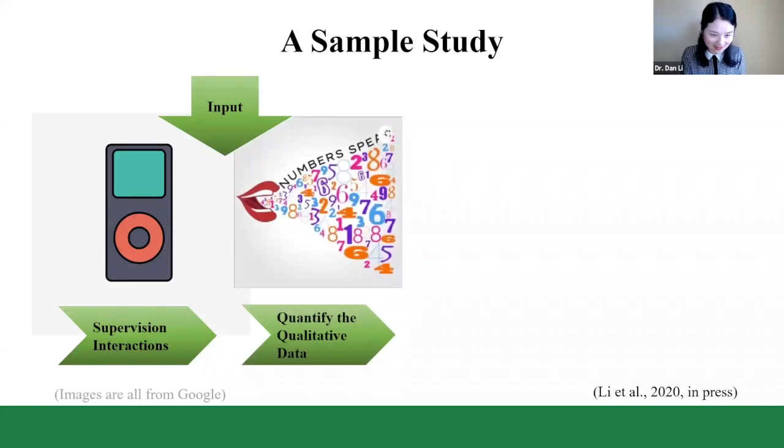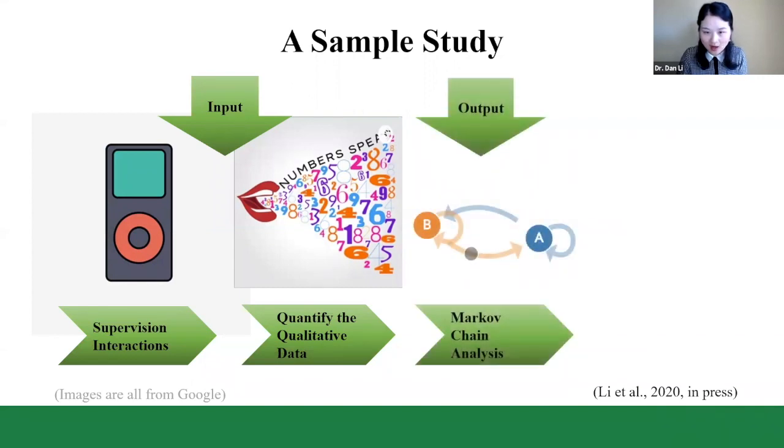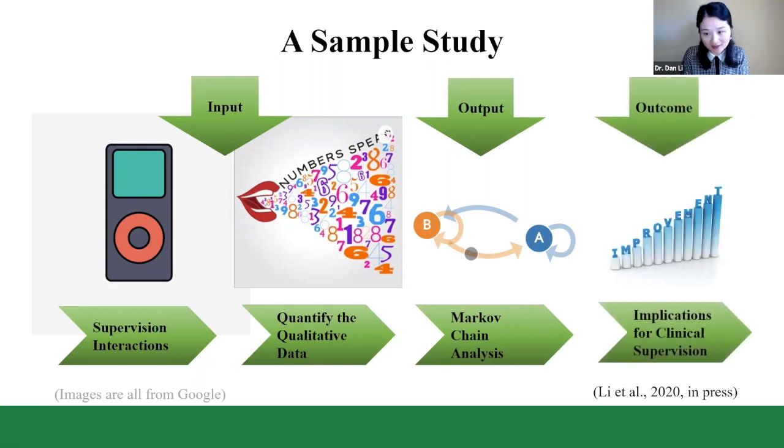And the verbal language, as I said, is going to be turned into a series of numbers and the transitions between the numbers. For instance, 1 to 2, 2 to 3, 3 to 4. So the data is already quantified. And then we're going to do Markov chain analysis. And hopefully the results are going to shed light on some practice for clinical supervisors or counselor educators.